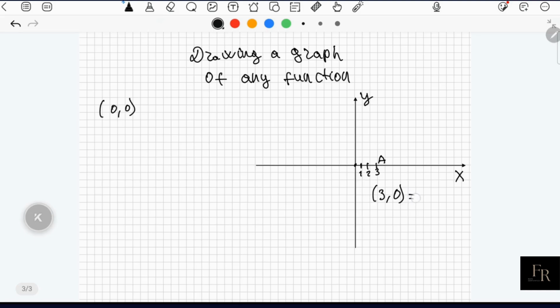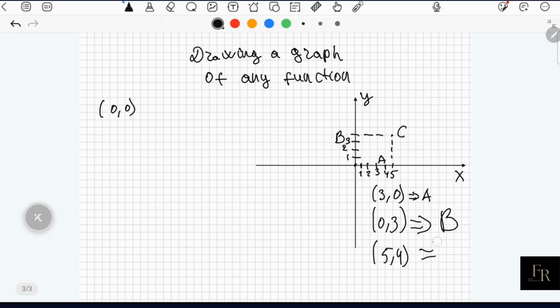Now let's find the coordinates of B point. 1, 2, 3. The coordinates of B point are 0, 3. B. And now if we want to draw a point at 5 and 4, it should be here. Yeah, that's it. This is C point.